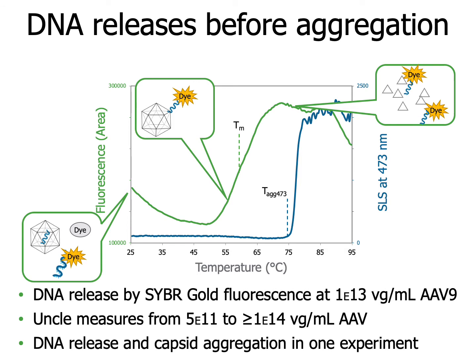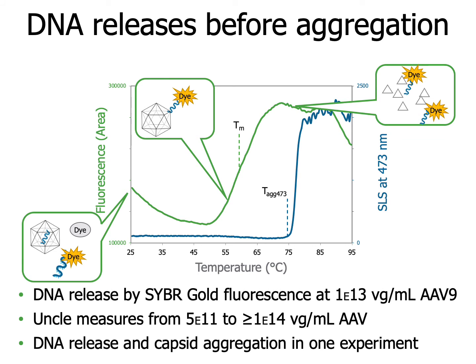Starting at 25 degrees Celsius, we see some initial fluorescence signal from the CYBR Gold because we know that we have some free-floating DNA present in the sample. As temperature increases, CYBR Gold fluorescence decreases because there's a relationship between temperature and CYBR Gold fluorescence. However, the headline of this experiment is starting at 50 degrees Celsius, when we begin to see the CYBR Gold fluorescence signal increasing, indicating that genome ejection is beginning to occur from our AAV capsid.